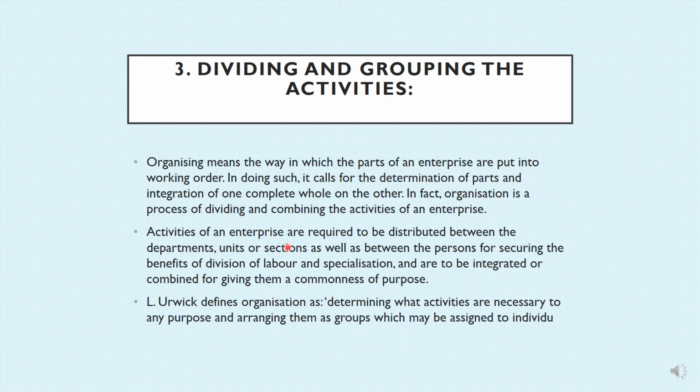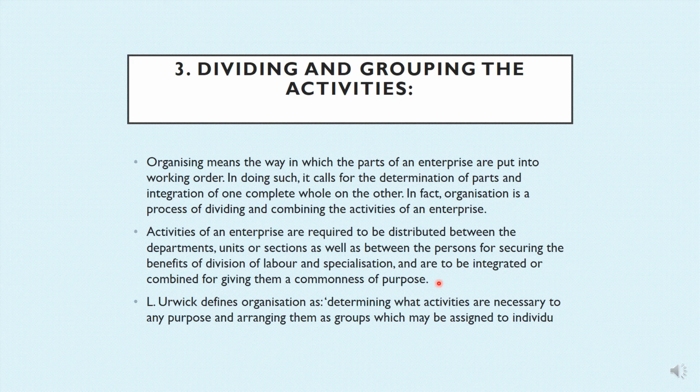Now, activities of an enterprise are required to be distributed between the departments, units, or sections, as I have told you just now, between the people for securing the benefits of division of labor and specialization. So, a person who is good with communication skills, and knows the environment, and has the ability to convince people, you would like to put him in the marketing department, because that is specialization. And if somebody is very good in numbers, is excellent in MS Excel, you would like to put him in the finance department to have the division of labor and the benefits of specialization. And these are to be integrated or combined for giving them a commonness of purpose.